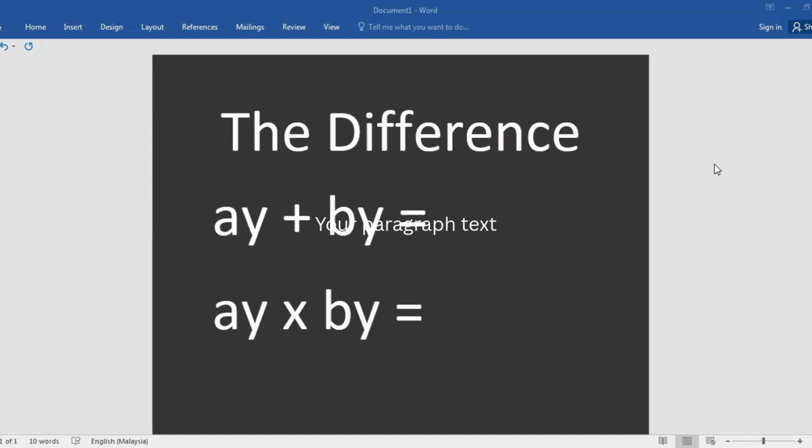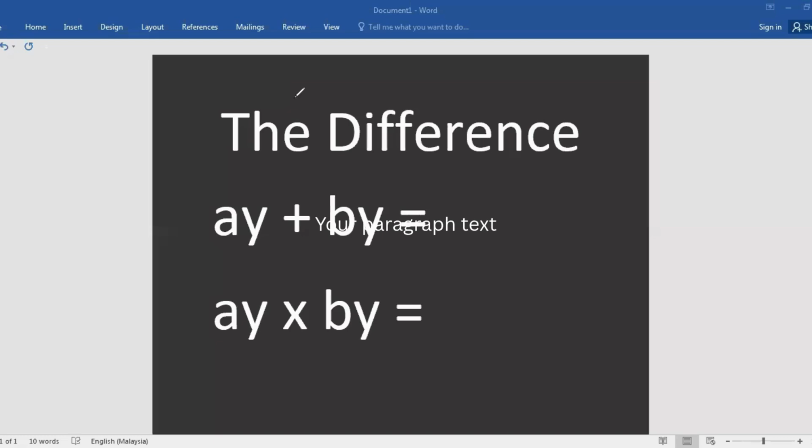Now, ay plus by, where there is one letter, one unknown, which is similar. So, what should we do? You have to identify whether the terms are like or unlike. Now ay and by are different, although one of the letters is similar. So ay is a different term from by.